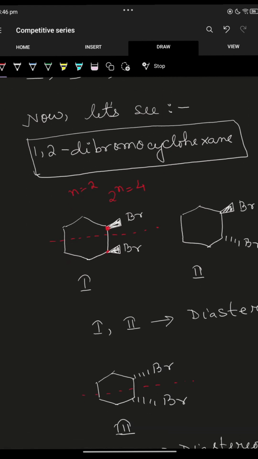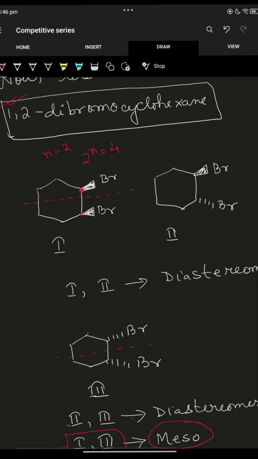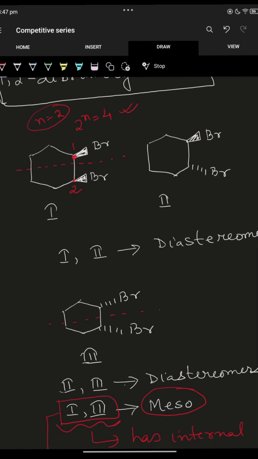Let us try to apply this. If there is any internal plane of symmetry, it will form a meso compound, optically inactive. So let us try to draw the structures of 1,2-dibromocyclohexane. Here again we can see there are two chiral centers, carbon number 1 and carbon number 2. It should have 4 stereoisomers as per the formula 2 to the power of 2. So how many can we form? This is compound 1, where we draw one wedge and the other also wedge. Now for compound 2, I am keeping the wedge and changing one to dash.